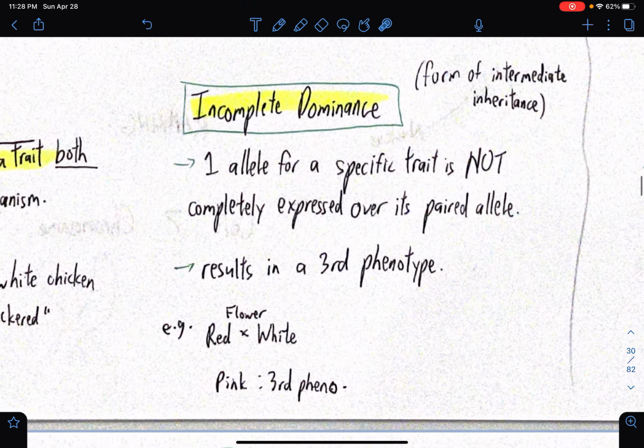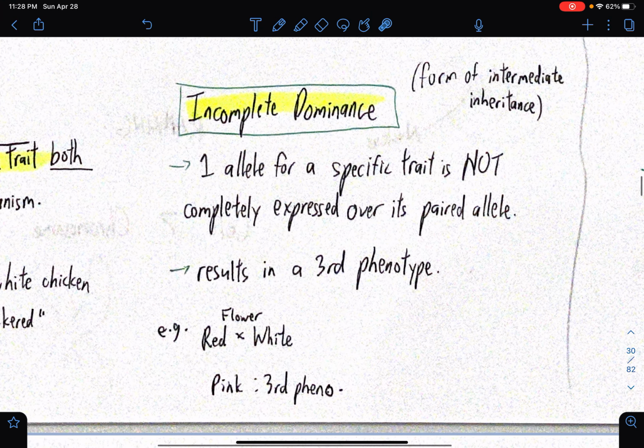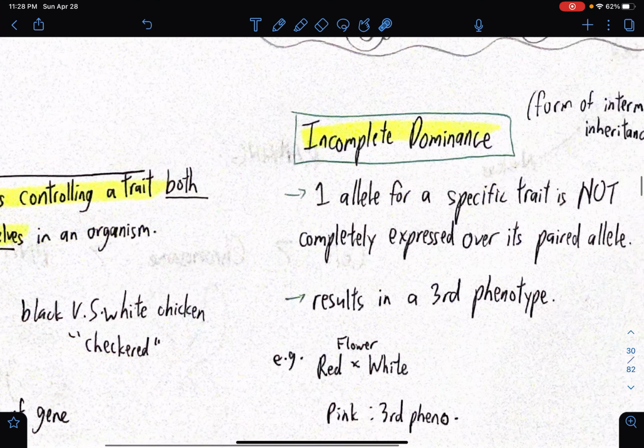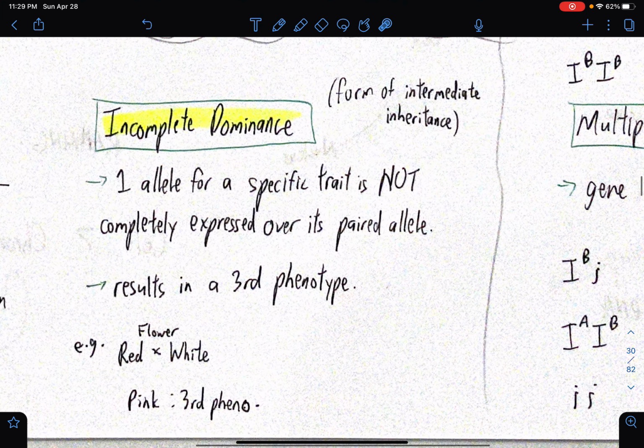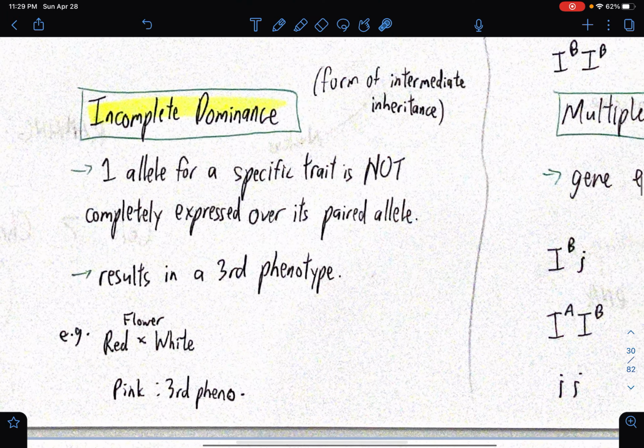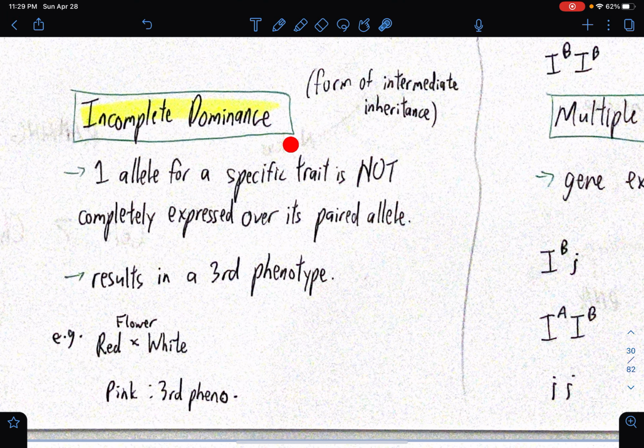Okay, next pattern of inheritance, incomplete dominance. It's somehow similar to codominance. It's easy to memorize in the sense that instead of expressing both traits in an organism, incomplete dominance is recognized for resulting in a third phenotype. So let's say a flower is red and it's crossed with a flower that is white. So there's a chance for the offspring to be pink in color. And this pink is the third phenotype.